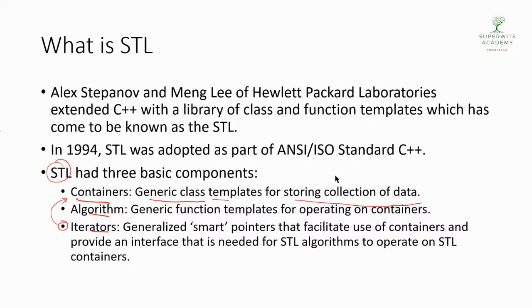When I say generic, the type of the data is not defined while writing the code, right? It has been generically defined in terms of the data structure, and the type is decided on a runtime basis, right? So that is what you call a container. Then the next thing which comes into the picture is the algorithm.